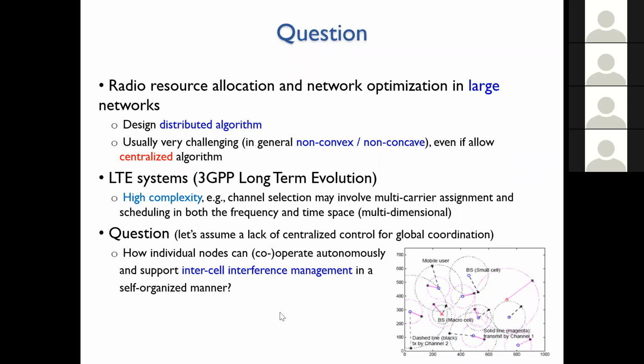Since it's non-convex or non-concave, we usually have a little bit of a problem. Of course, you can consider solving it by convex approximation or concave approximation first. The issue is that when you approximate, maybe there's a sacrifice of your performance, and of course you will have a simpler problem.